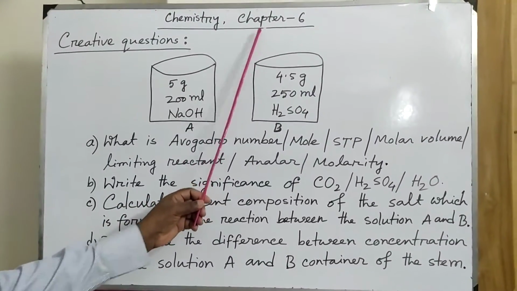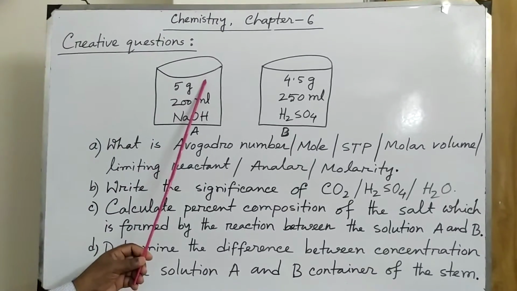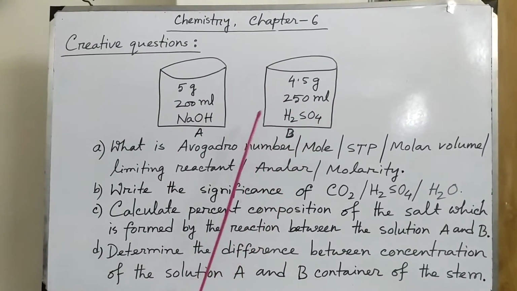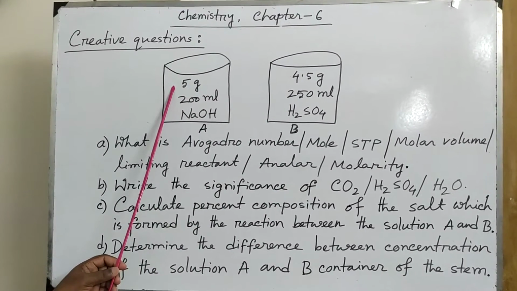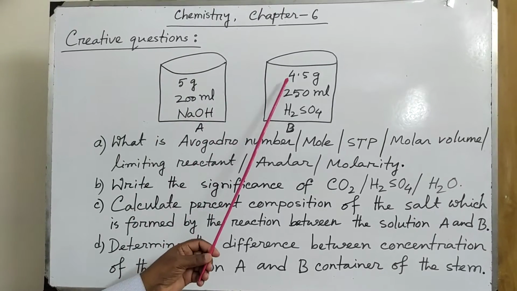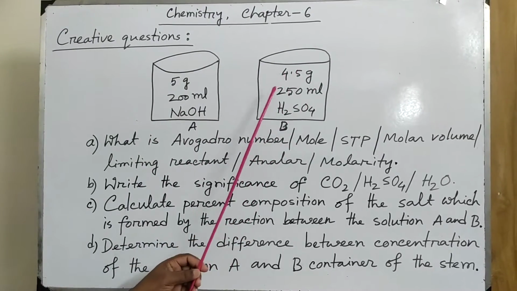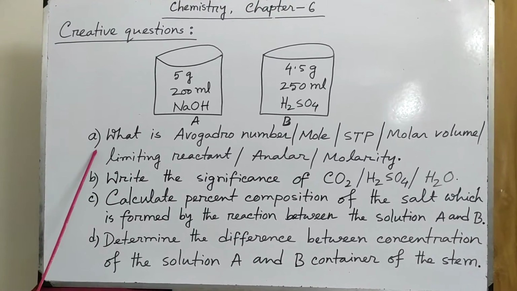Chemistry chapter 6, I have written a creative question. It is container 1 and container 2, or container A, container B. So here I have given 5 gram, 200 milliliter sodium hydroxide, and here I have given 4.5 gram, 250 milliliter sulfuric acid.